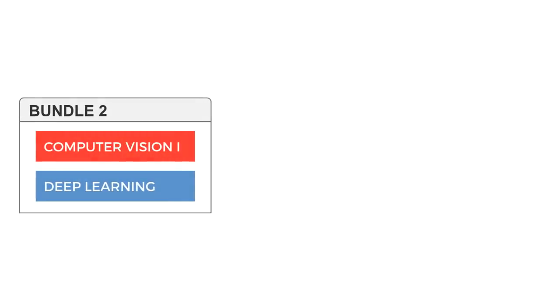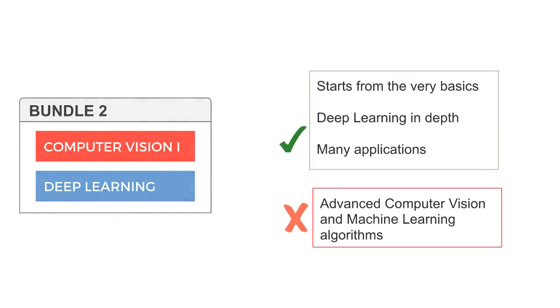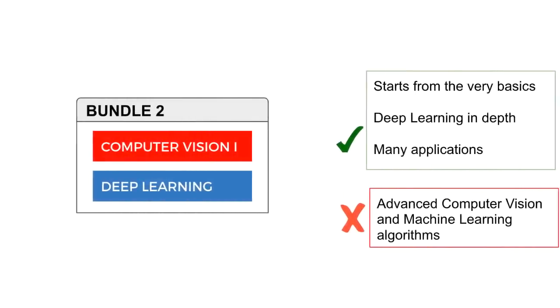Bundle 2 consists of Computer Vision 1 and Deep Learning with PyTorch. You will learn the basics of computer vision and deep learning and apply them to really interesting projects like human pose estimation, autonomous driving, and healthcare. Frankly speaking, you should consider Bundle 4, which we will describe in a little bit, instead of Bundle 2.